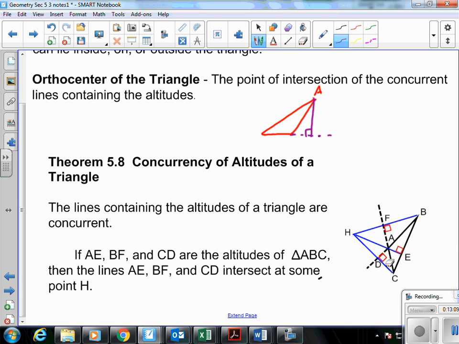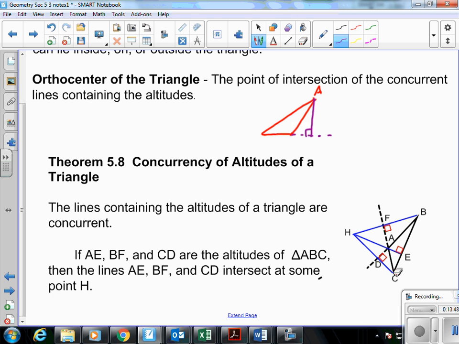in which AE is an altitude here going from A to E, intersecting at a right angle. And this one we didn't have to extend the side because we could go straight across. But then going from vertex B, we had to extend side AC out so that we could create a perpendicular line to it, intersecting at F, creating a right angle, and extend it out so that it hits AE out here outside the triangle a ways.